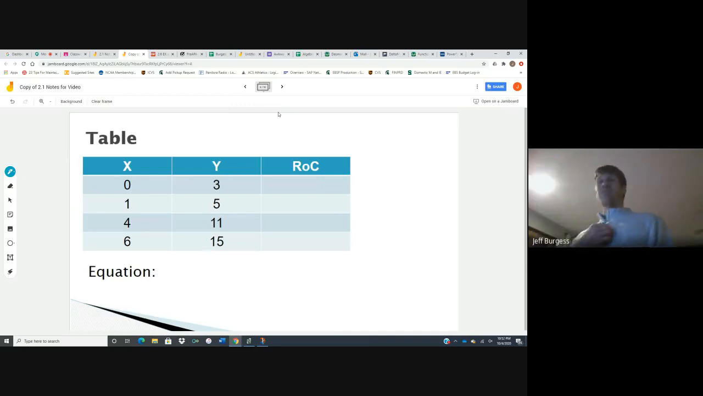You do just need to be careful though, right? Because especially in this class, we're looking at real world data. Some people might look at this and say, oh, to go from 3 to 5, our change in y is 5.